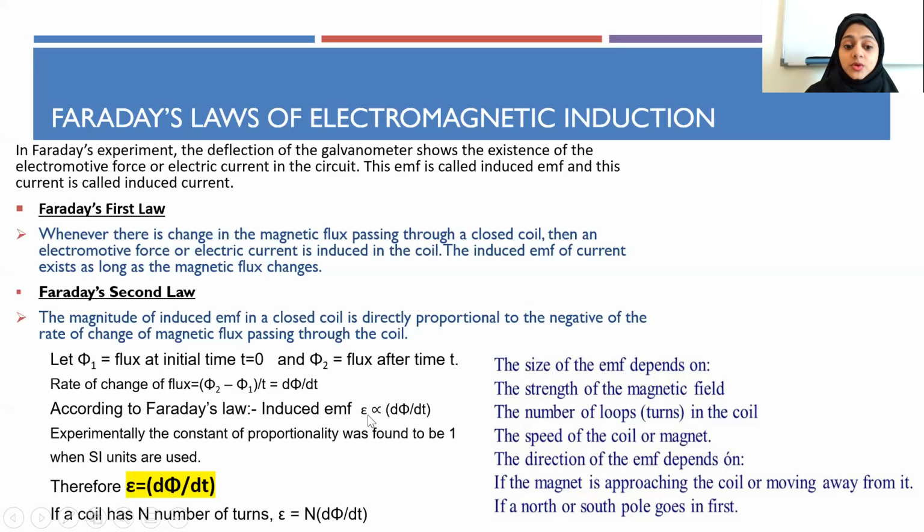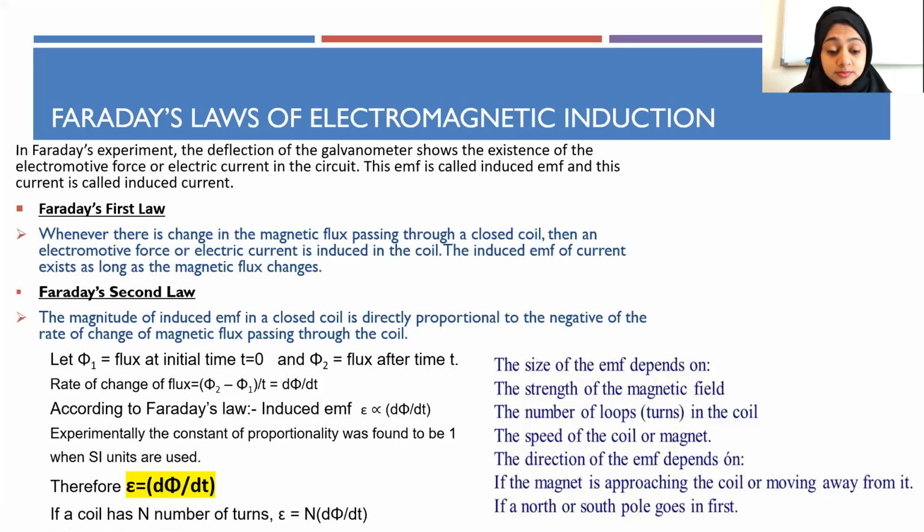Yes. So according to Faraday's second law, you have to remember this formula. EMF is equal to d phi by dt. D phi means the change in flux. So you have to calculate the first flux and, after some time, what is the flux?